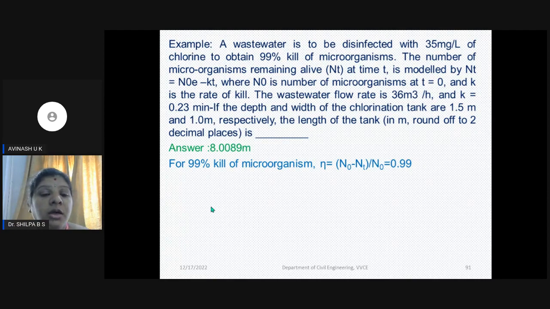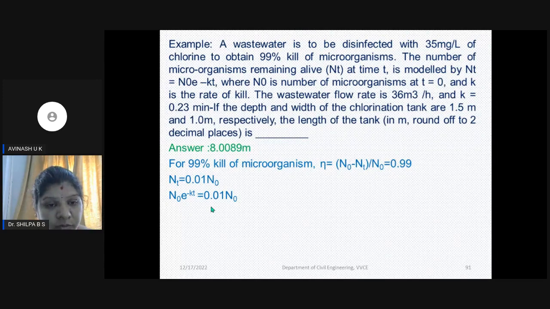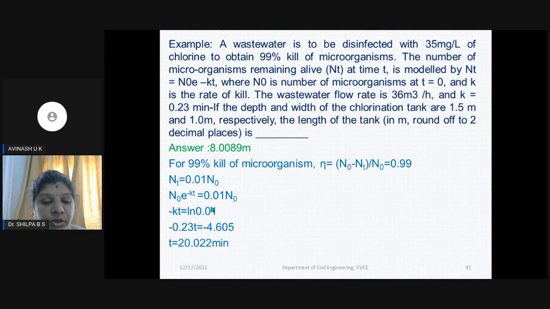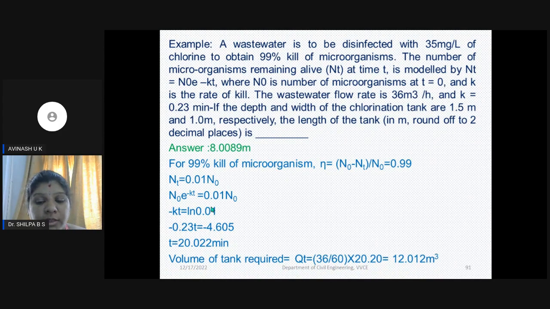So here, for 99% kill of the microorganism, using the relation we can write 0.99, and Nt equals 0.01 N naught. Let us further simplify that relation, and we will calculate the t value based on this. The t value is 20.022 minutes. So the volume of the tank that is required will be Q into T.